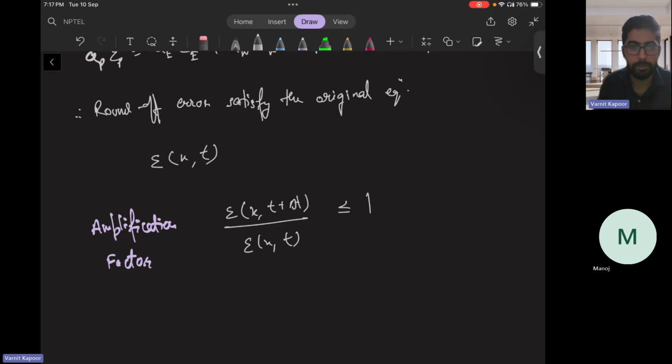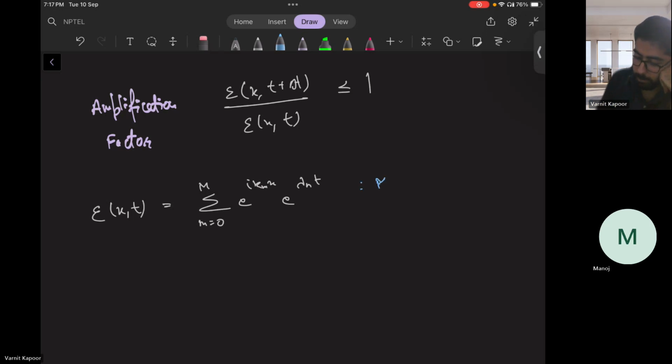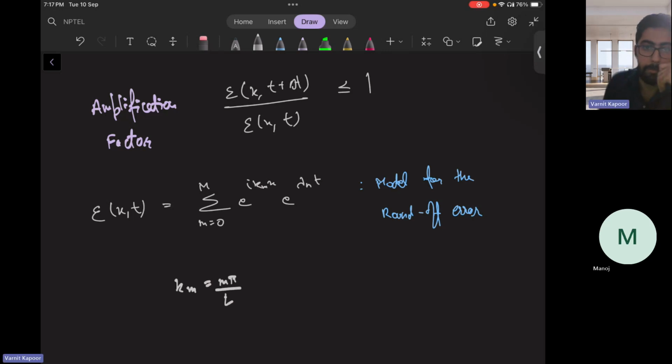So how I can write this is epsilon of x and t is nothing but the summation of m varying from 0 to capital M of e to the power i k_m x, with wave number and wavelength. This is a model for round-off error, where k_m is nothing but m pi by L.